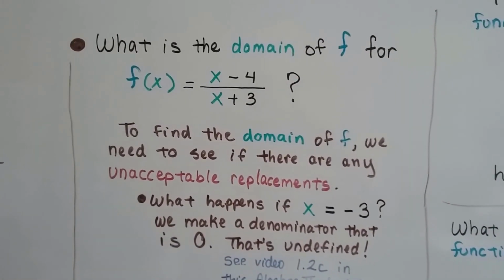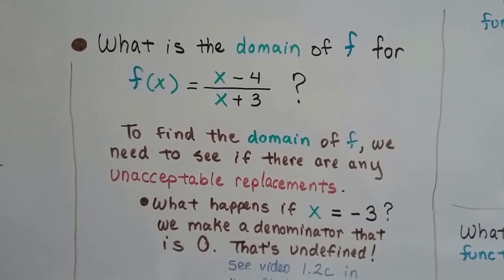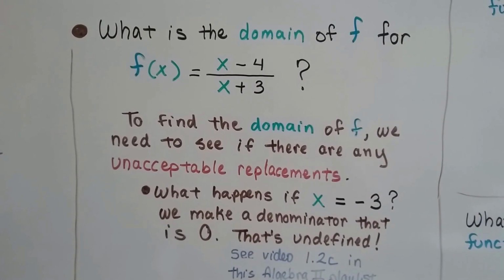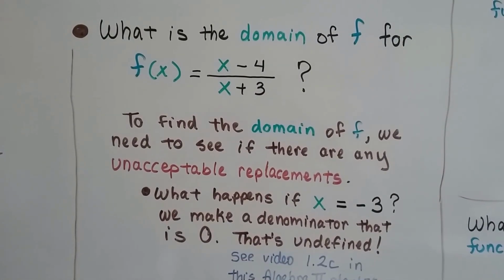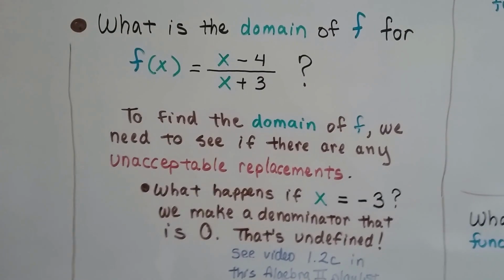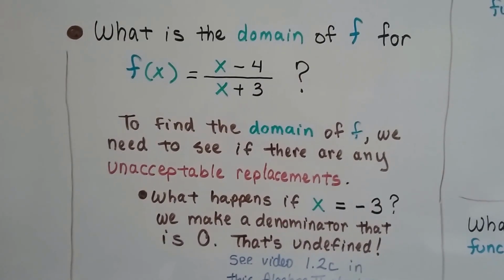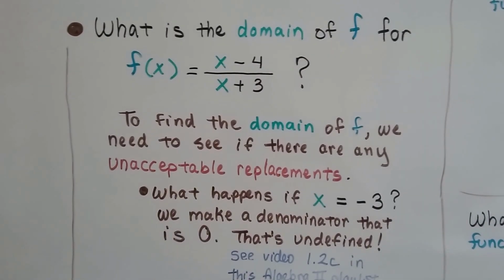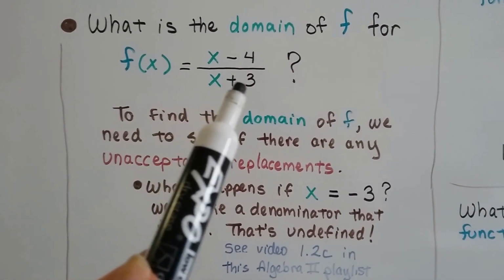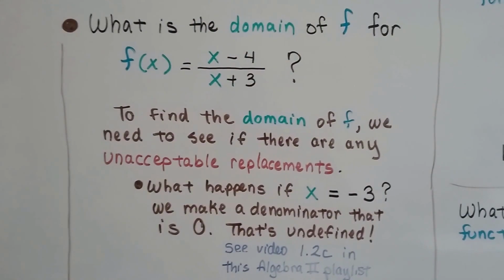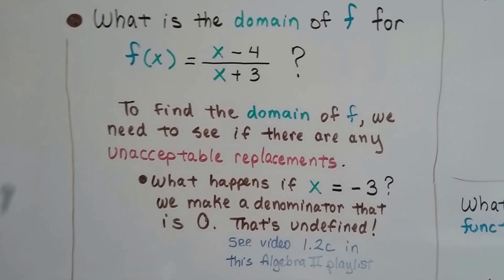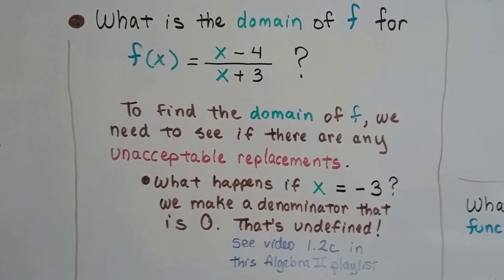So what is the domain of f for the function f of x equals x minus 4 divided by x plus 3? Well, to find the domain of f, we need to see if there are any unacceptable replacements. So what would be unacceptable for x to be? Well, what happens if x is negative 3? What if we have negative 3 plus 3 here? That would make a 0, wouldn't it? And that's undefined, and we can't divide by 0. So it can't be negative 3.